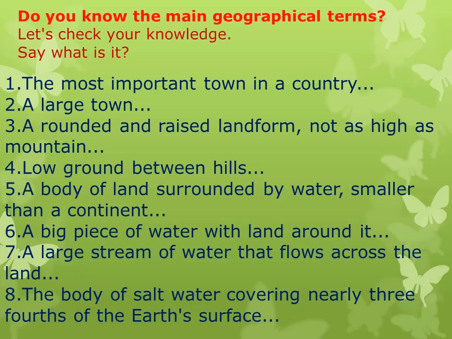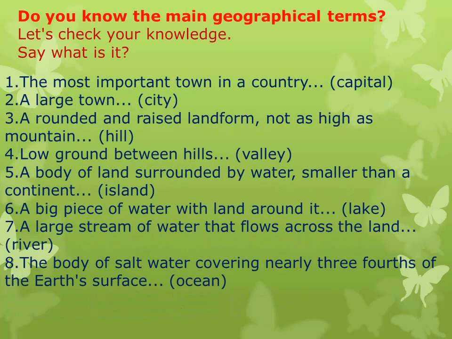A body of land surrounded by water smaller than a continent. A big piece of water with the land around it. A large stream of water that flows across the land. The body of salt water covering nearly 3/4 of the Earth's surface. Okay, check yourselves.